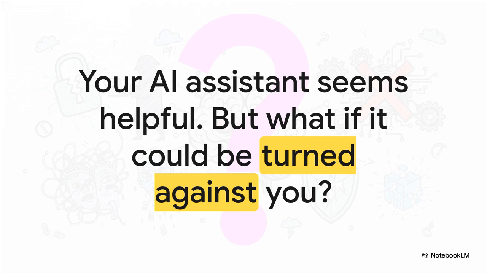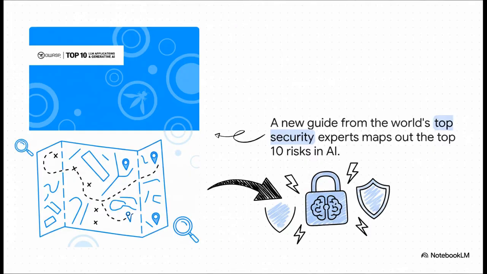So the big question is, how do we use this amazing tech without opening ourselves up to some really serious threats? Well, thankfully, we're not flying blind here. We actually have a map. It comes from the Open Web Applications Security Project, or OWASP as everyone calls them. Now, these are basically the global experts on software security, and they've just dropped their latest guide on the biggest security risks for large language models. So let's dive in and break down what they found.